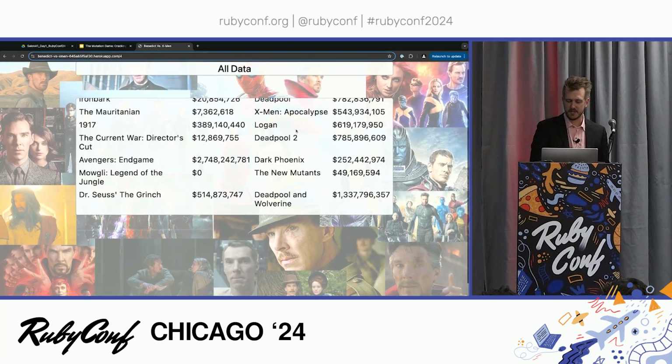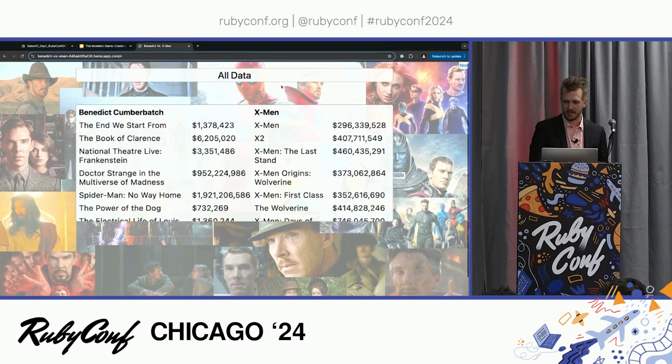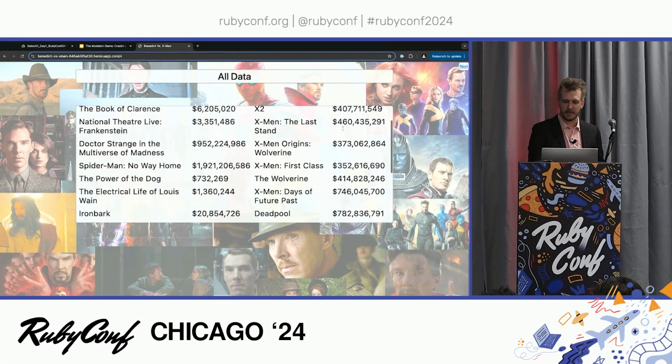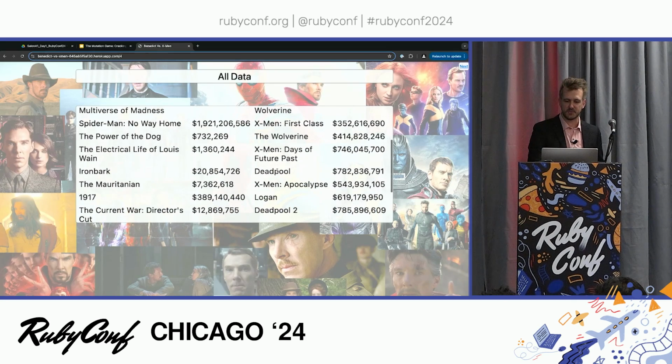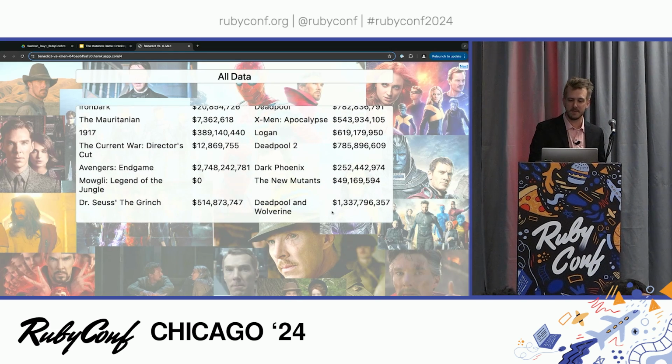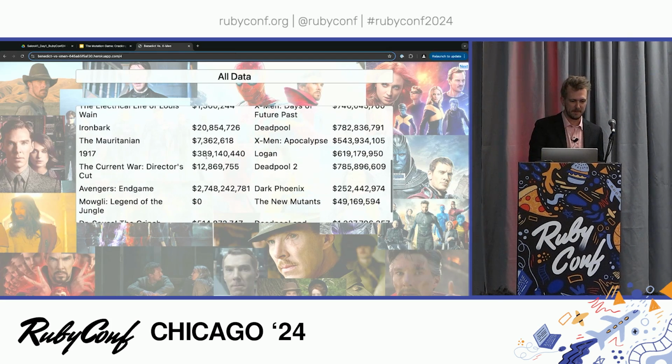But you can see with the X-Men movies, that was where the real hay was made. They started off strong, got even stronger, and then really came into their own once Deadpool came out. $700 million there, $700 million for Deadpool 2, and then Deadpool and Wolverine, $1.3 billion. So they have amassed more than the totals for Benedict Cumberbatch there.